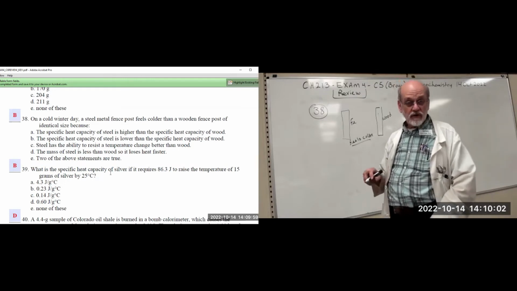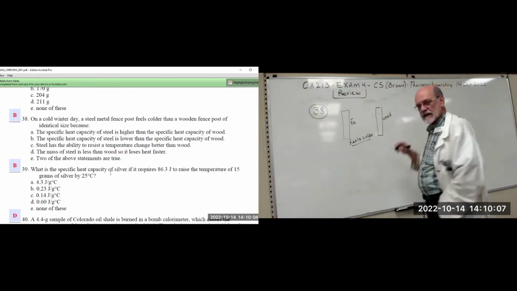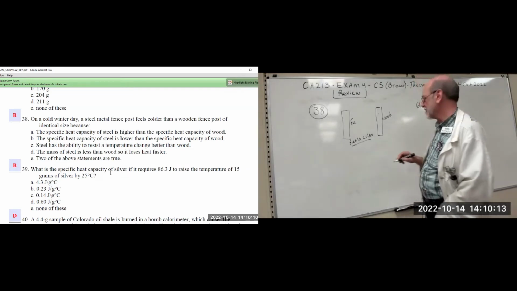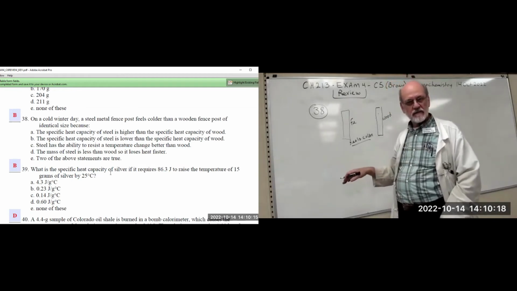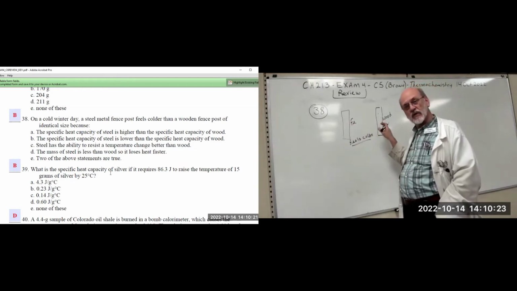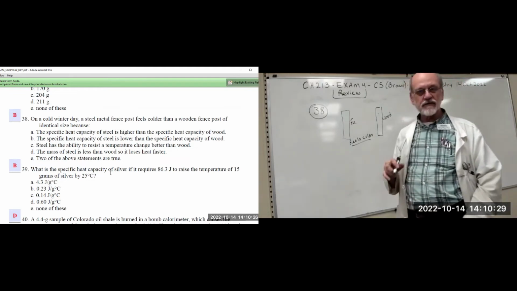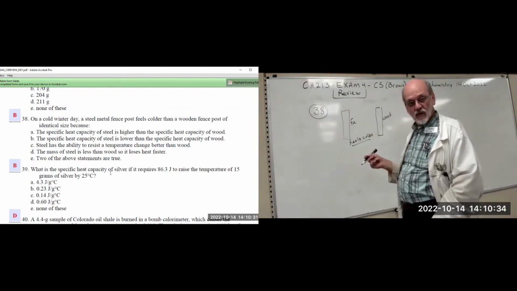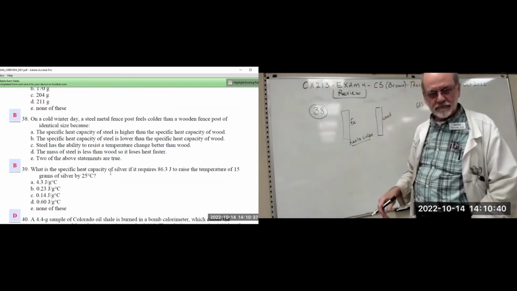Well, let's work backwards. D says because the mass of the steel is less than wood. Well, is that true first? They're identical sizes, but we know that steel is denser than wood, right? So D cannot be true, regardless of the heat change. Because it says that the steel has less mass than the wood. That's false. So we can throw that one out.